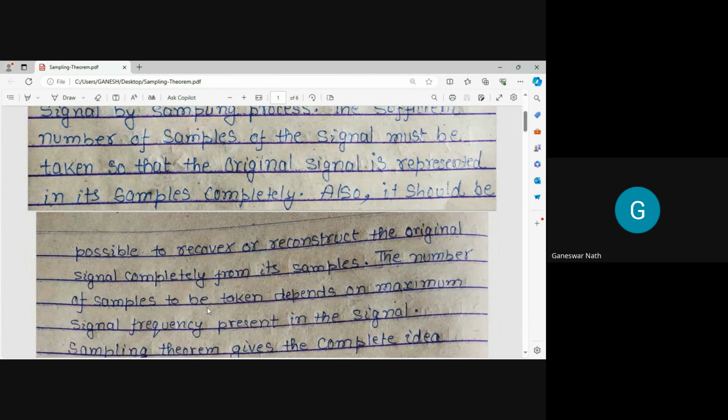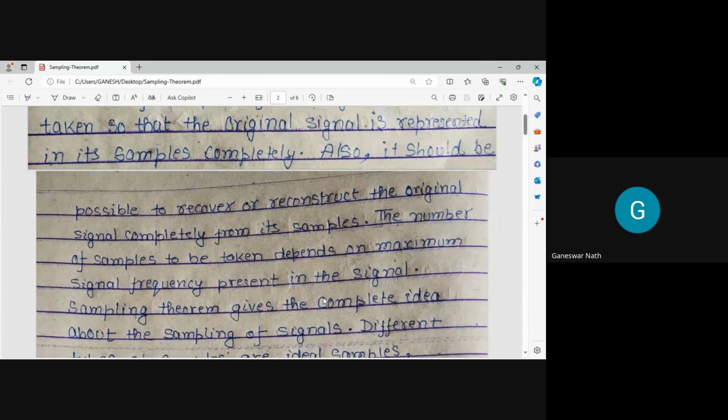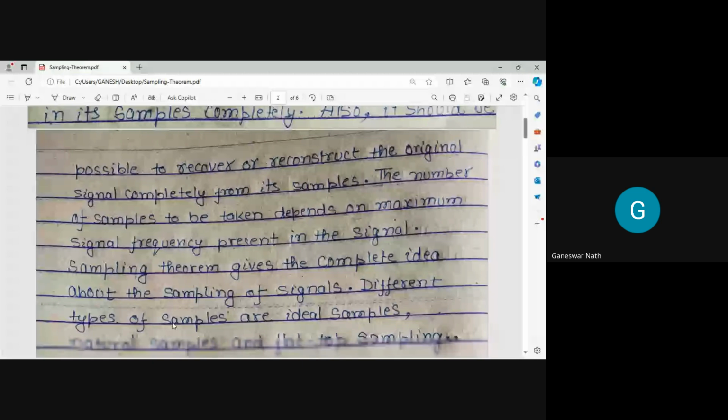The number of samples to be taken depends on the maximum signal frequency present in the signal. And the sampling theorem gives the complete idea about the sampling of the signal.